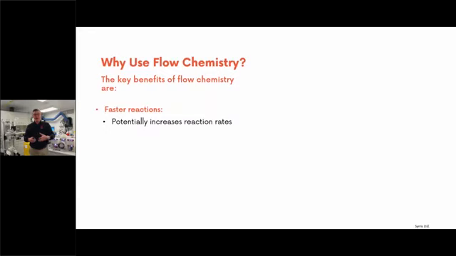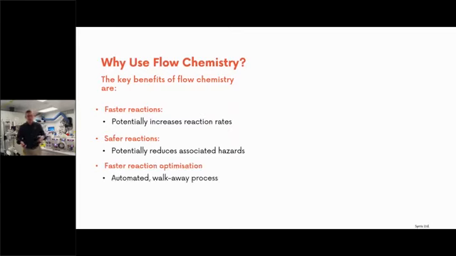So we can potentially increase reaction rates. We can run faster reactions if our reactions are thermodynamically controlled. We can potentially run safer reactions. We can reduce the associated hazards with certain chemistry. We can perform reaction optimization in a faster and more efficient process by means of automation.